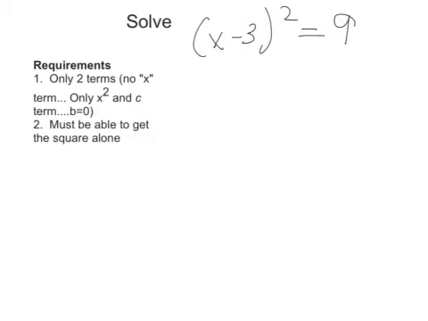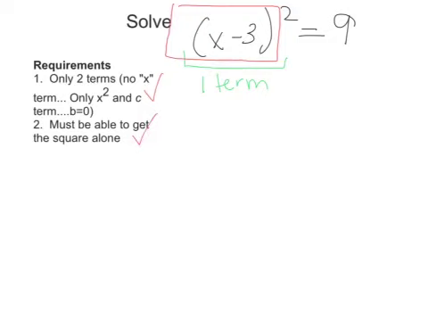Now this one just offers a unique example. So the first thing we need to look at is, are there only two terms? And the idea here is on the left side, there's actually only one term. All this stuff has been grouped together by the parentheses. So we don't have a term that just has an x in it. Now this is a special case because we're supposed to be able to get the square alone. And what we see is that's the only thing on the left side. On the left side we have the quantity x minus 3 being squared. So there's nothing else on that side. So this one's actually already set up for us to just do.